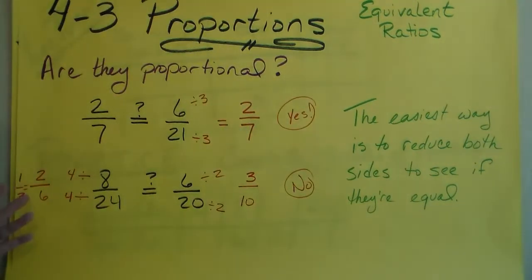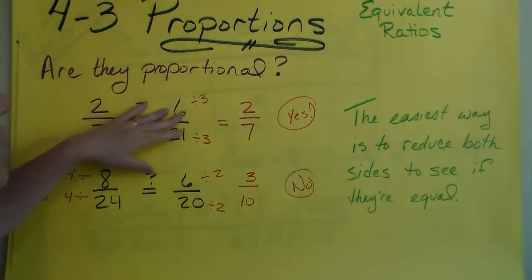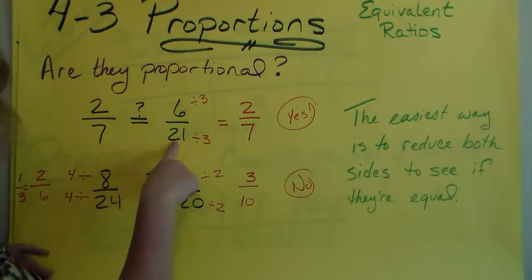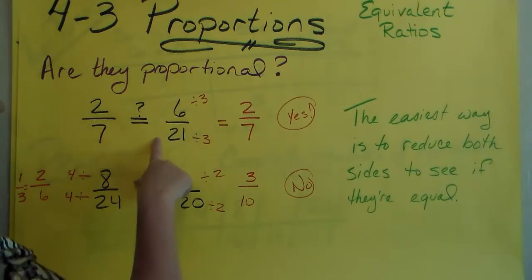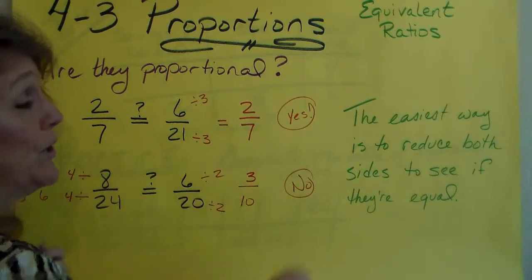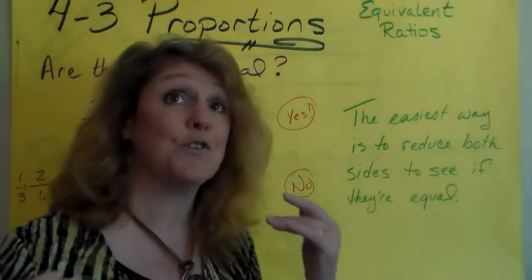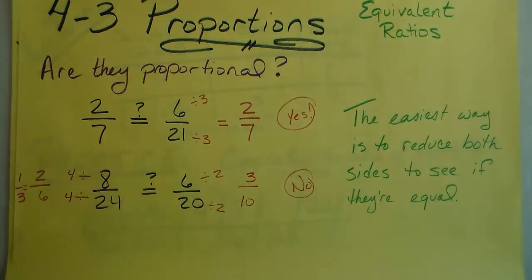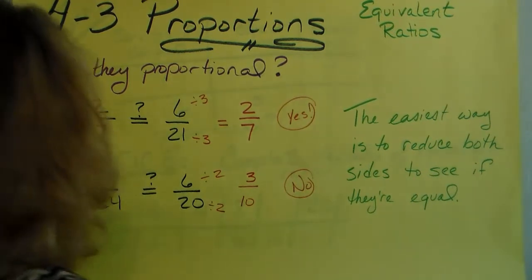So we're going to start out with the easy stuff. And the question is, are they proportional? Is 2/7 proportional to 6/21? The easiest way to do it is to reduce both sides to see if they can reduce back down to the same fraction. And if I divide the top and the bottom by 3, yes, they can both reduce to the same thing. However, with these two, no matter what I do to them, I can't get them to reduce to the same thing, so no, these are not proportional. And really, that's it. That's Chapter 4, Section 3.